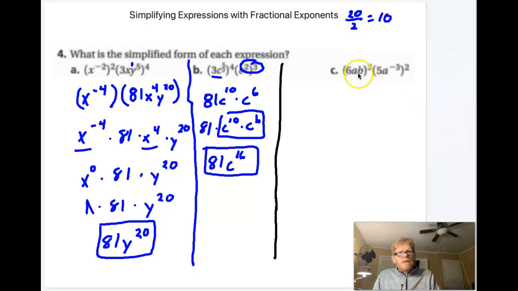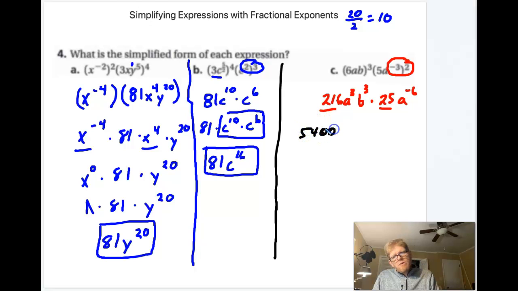So we'll do this one in red, and so we'll wind up with 6 to the 3rd power, and 6 to the 3rd power is 216, so that's 216a, and we raise that to the 3rd, and b to the 3rd. All this times 5 to the 2nd, which is 25, and we multiply these, so that's a to the negative 6th. And since these are all grouped together, we can just multiply our constants. 25 times 216. Spoiler alert, that's going to give you 5,400.